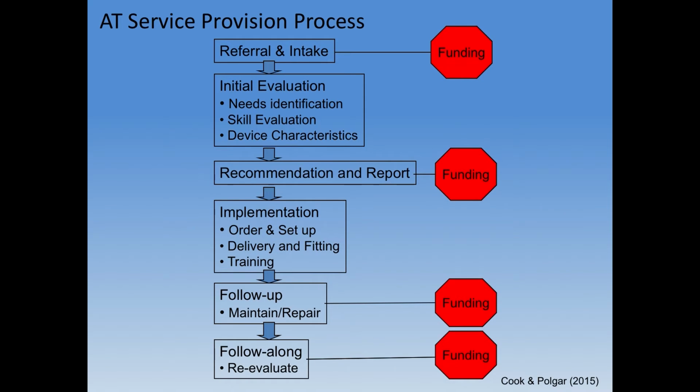And it's the same, it's that whole process. So when someone comes to you with a referral, you need to make sure they have some health insurance or some funding in order for me to evaluate them. Once I evaluate them, I need to again apply for funding in order to write up a recommendation for the device. And in that recommendation, I need to seek funding in order to purchase and implement and train the person with the device. I may need another funding request to bring them back and do a follow-up.